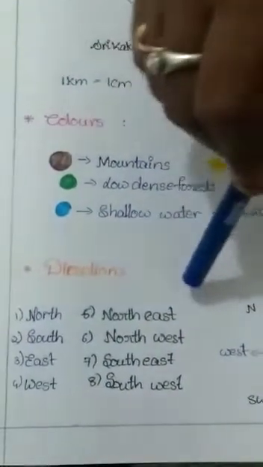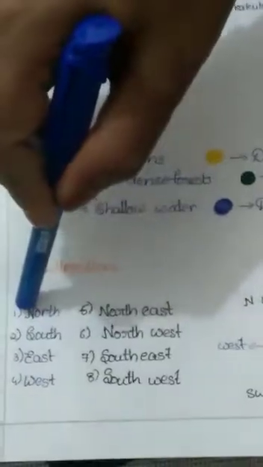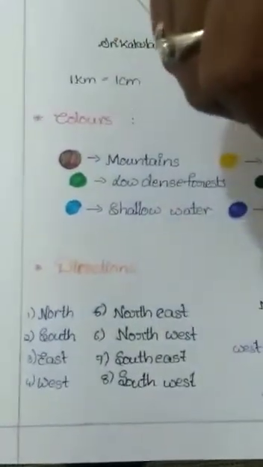Okay, and the last thing is directions. Here you know how many directions, mainly we have 4 directions. Those are north, south, east and west, and also we have some sub directions. Those are northeast, northwest, southeast, southwest. So overall how many do we have? 8. So these 8 directions, 4 main and 4 sub directions, we use to make a map and read a map. And on the map we use this indicator to know the direction.